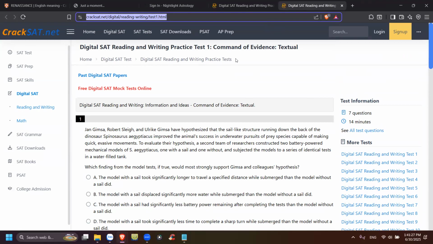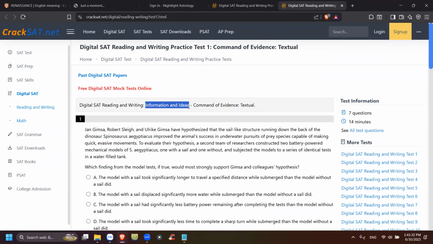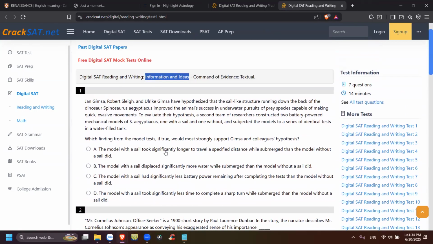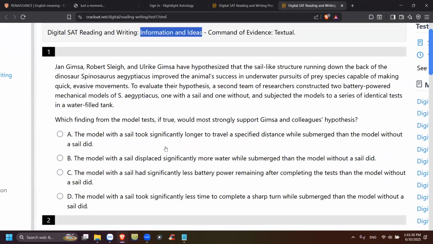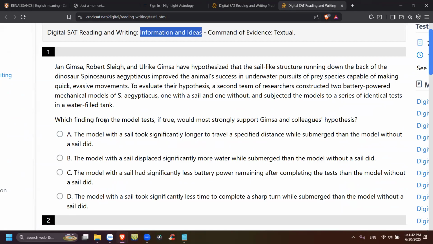Let's start from test one, command of evidence, textual information and ideas, of course. Let's start with the first one. Basically you read it and then you try to find the right answer. Which finding from the model test, if true, would most strongly support Gimsa and Collick's hypothesis?